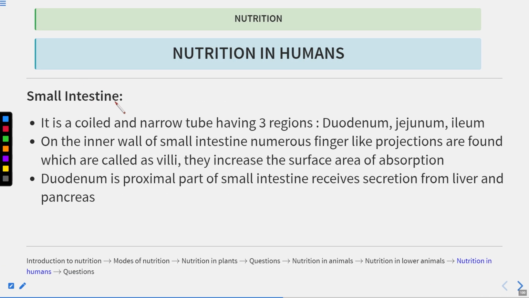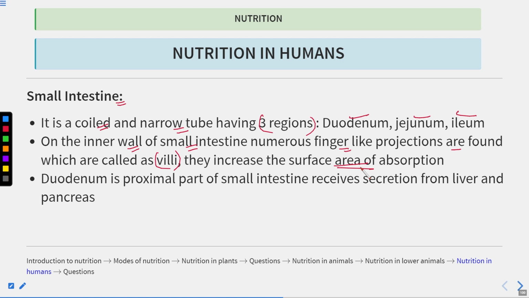Now, the stomach then leads to the small intestine. Now, the small intestine is a very long and narrow tube-like structure, and it has 3 regions. Okay, so the intestine is divided into 3 regions: duodenum, jejunum, and ileum. Now what happens? On the inner wall of the small intestine, numerous finger-like projections are found, which are known as the villi. And what is the role of the villi? They increase the surface area of absorption.